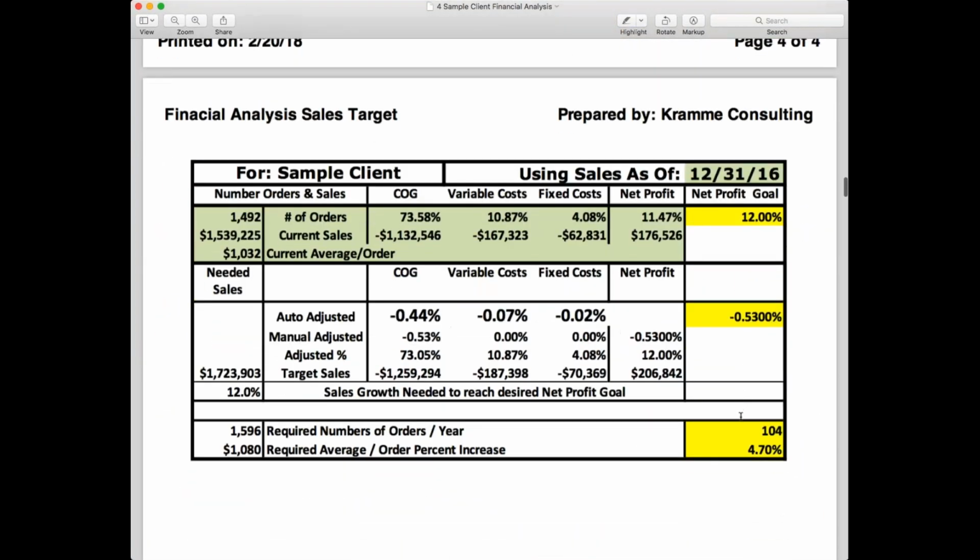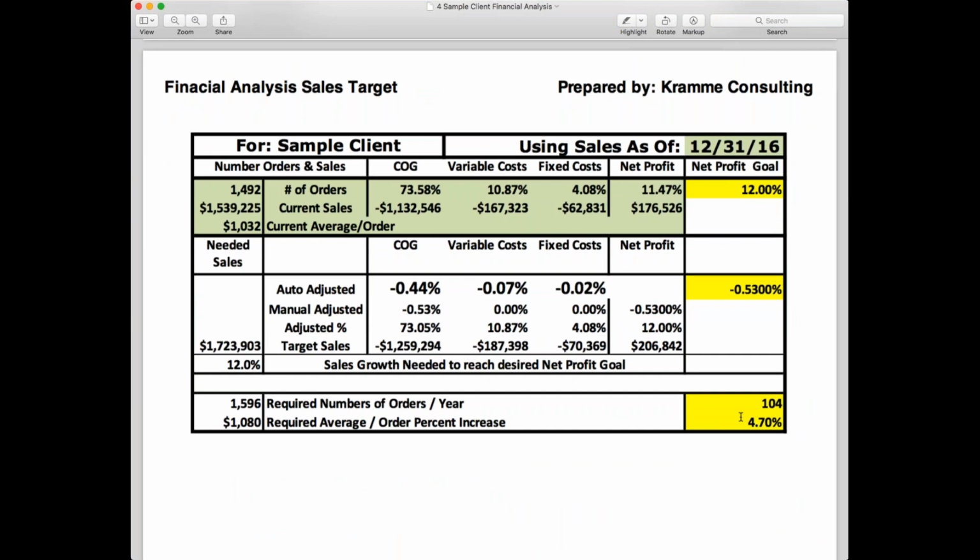Now we're getting into something that was actually triggered by a client's suggestion. I said, okay, it's all well and good. We know what our sales are. We know how many orders we have. We know what our cost of goods and variable costs are. But how do we improve that profitability? And that's the focus of this particular piece that I'm showing you.